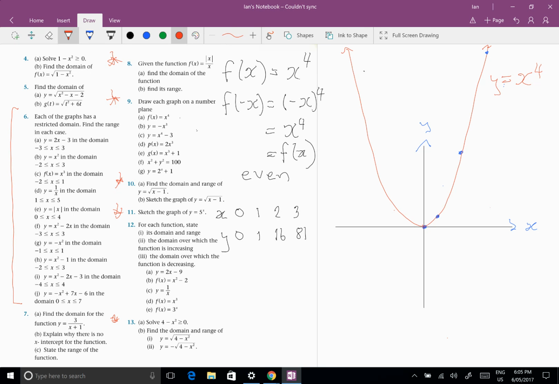Now, let's look at 9c. Hey, that's the same thing, but dropped down 3 spots. So there's -3. So we just draw the graph.